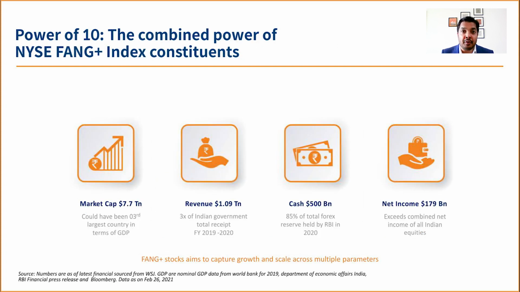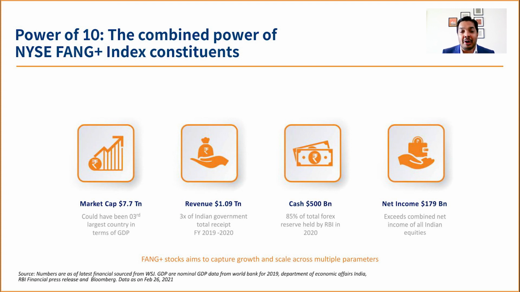From a size point of view, while the portfolio itself is only 10 stock based, just imagine that these 10 stocks, in terms of the total MCAP of these companies, are $7.7 trillion, which is more than two times the size of India's GDP. The revenue of these companies put together is $1.1 trillion, which is three times the size of Indian government's total receipt in FY 1920.